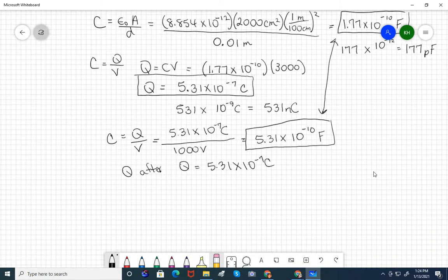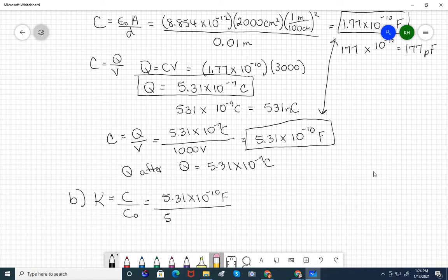So part B says, what's the dielectric constant? Well, the dielectric constant K is just the ratio of C over C0. So in this case, it's 5.31 times 10 to the negative 10 divided by 1.77 times 10 to the negative 10, or 3.00. Notice the dielectric constant does not have any units because it's simply a pure ratio of farads to farads.